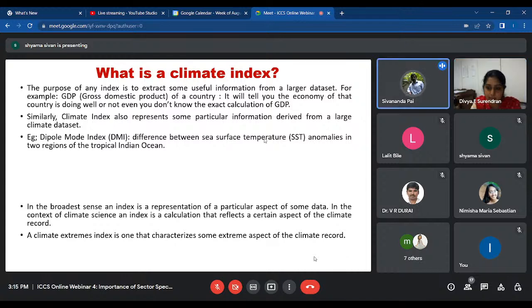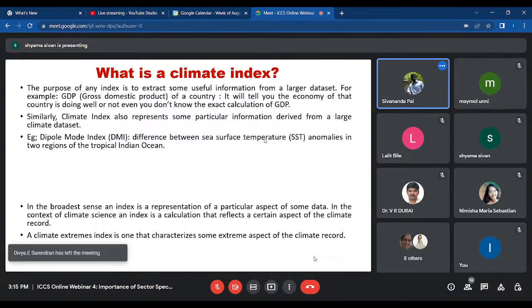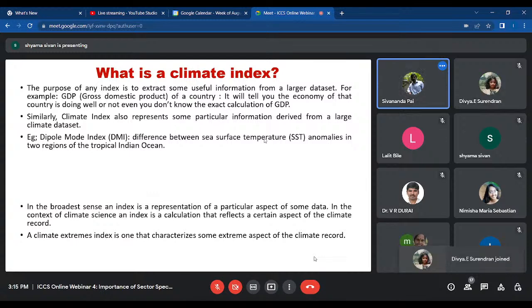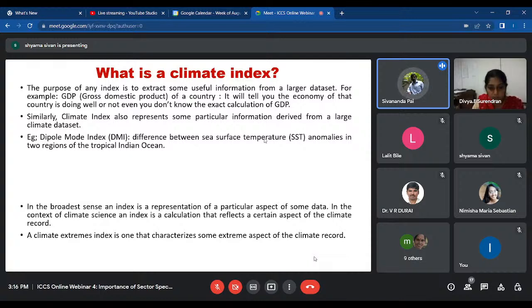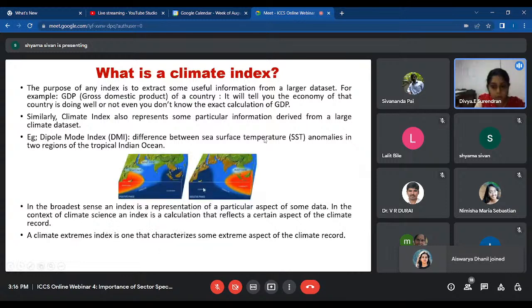Your voice is breaking very frequently. I think there is some technical issue from Divya's side. We will just wait for her to rejoin. There is some technical issue, Divya. Yeah, you can continue. Shama, can you plus once more? Am I audible now? Yeah.